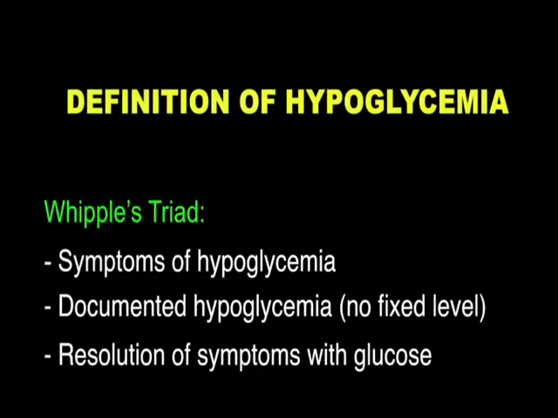So, the definition of hypoglycemia, as a reminder, is typically meeting Whipple's triad, so symptoms of hypoglycemia with documented hypoglycemia. There's no fixed level, but in patients who do not have diabetes, we typically say somewhere less than 3. Some sources will say less than 2.5 or 2.8, and then resolution of these symptoms with glucose. It's important to note that in patients with diabetes who have hypoglycemia awareness, they may not meet the first criteria, so Whipple's triad is usually used in patients who do not have diabetes with a diagnosis of hypoglycemia.